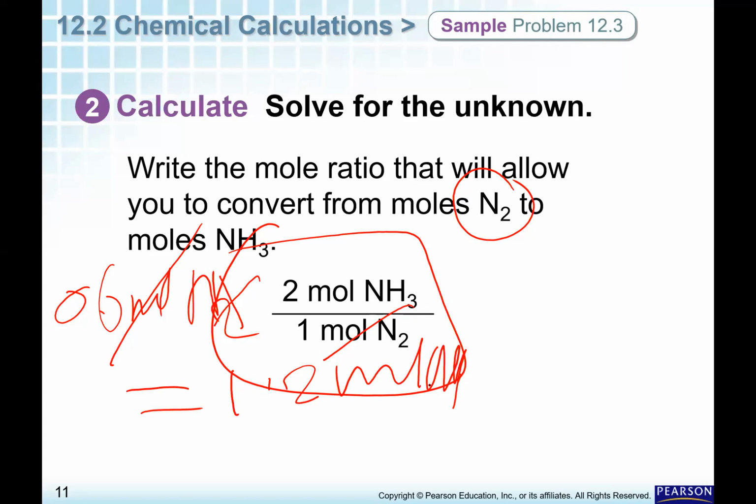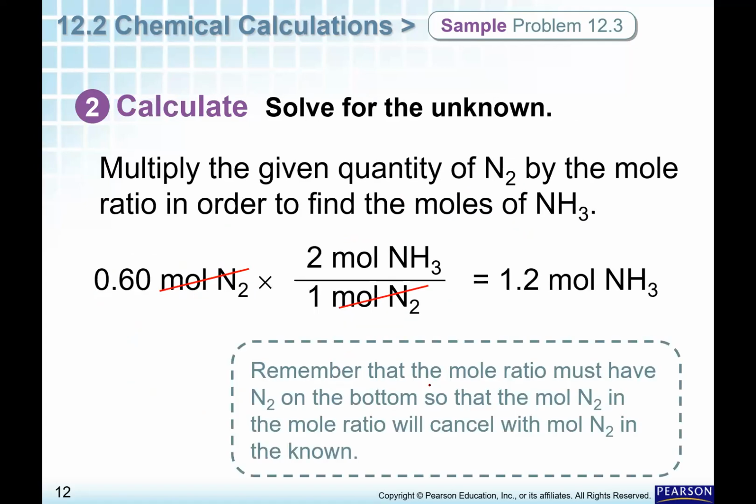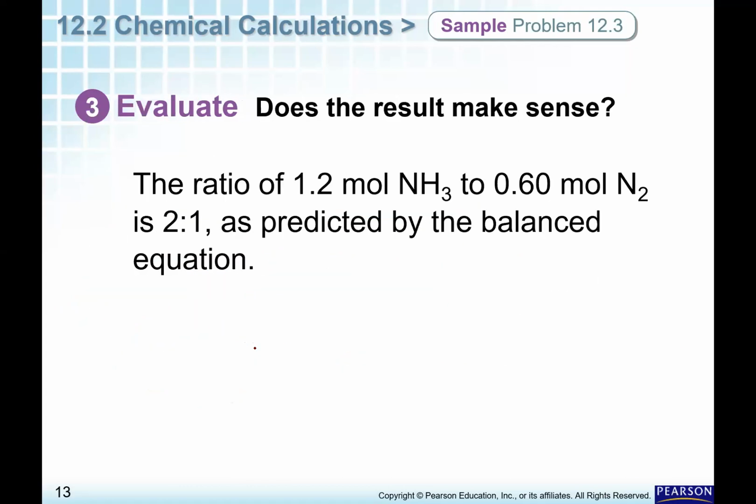But I warned you last time that it is strongly recommended that you use the conversion factor, because that is what we call dimensional analysis. Dimensional analysis is the one which will avoid any kind of mistake. So this is the way we multiply the given quantity by the conversion factor. The moles go with the moles, and the answer will be in that case 1.2 moles of ammonia. The ratio of 1.2 moles of ammonia to 0.6 is making sense. So that is evaluating your answer.